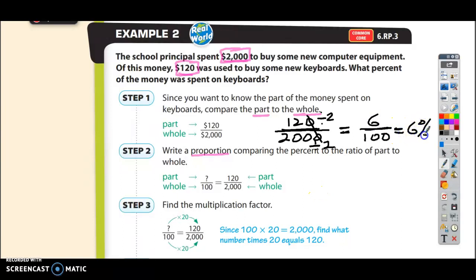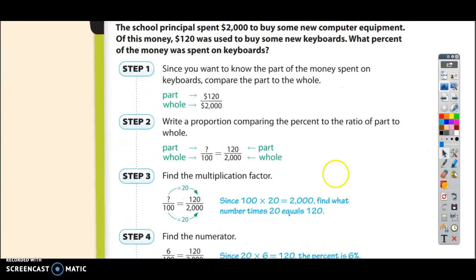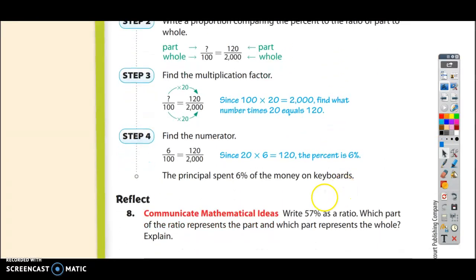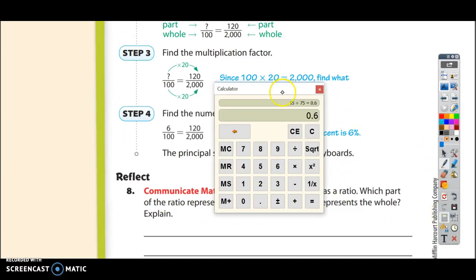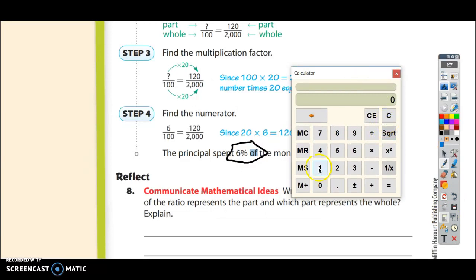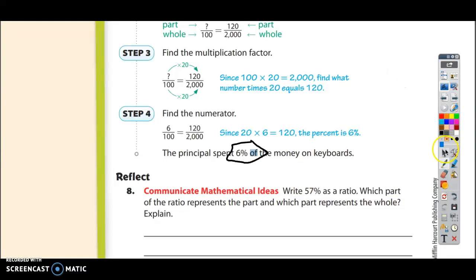You can read through the way that they showed you how to do it, and they get the same answer. They get 6%. The principal spent 6% of the money on keyboards. We can actually check that on a calculator. What will I get if I do 120 divided by 2,000? That was the original fraction that we wrote. It's going to be 0.06. 0.06 is 6%.